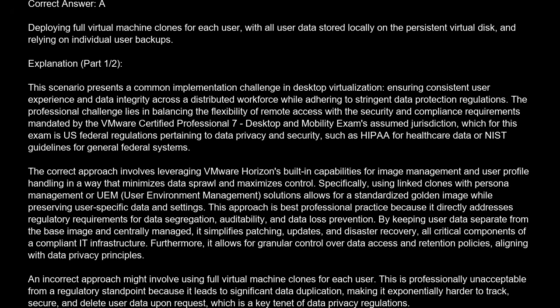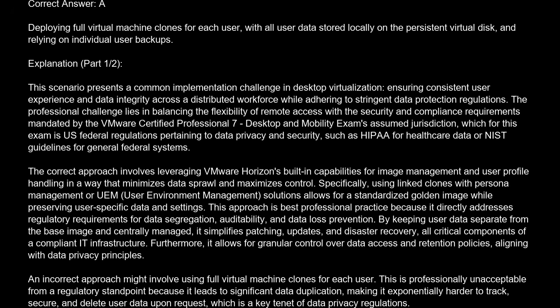The correct approach involves leveraging VMware Horizon's built-in capabilities for image management and user profile handling in a way that minimizes data sprawl and maximizes control, specifically using linked clones with Persona Management or UEM, User Environment Management. Such solutions allow for a standardized golden image while preserving user-specific data and settings.